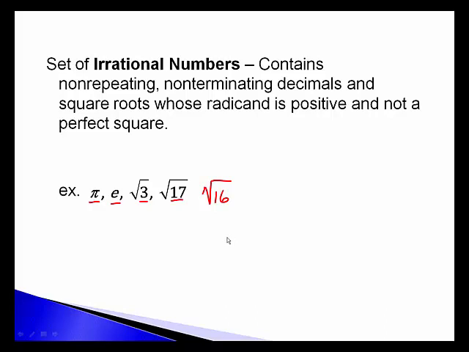What I need you to be thinking is that 16 is a perfect square. Therefore, the square root of 16 is nothing more than 4. It would be appropriate for you to tell me that that is an integer, a rational number, and even a natural number. But what you cannot tell me is that it is an irrational number. So that number does not belong in our list of irrational numbers because it is a perfect square.